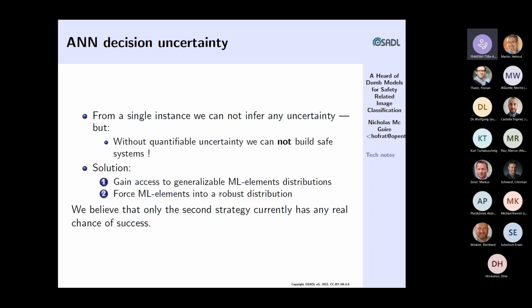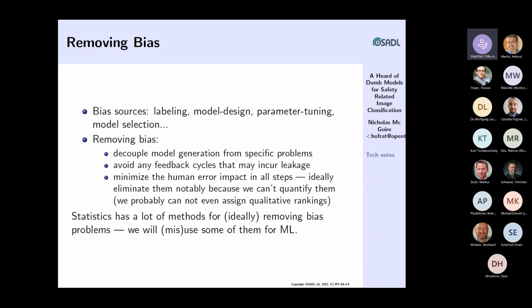I don't think that they will reach quantifiability or assurance at the normative level. So I think the only way to go is that we have to use a way of forcing machine learning into robust distributions. And that is strongly related to the bias problem. Next one, please. Yes. Removing bias.